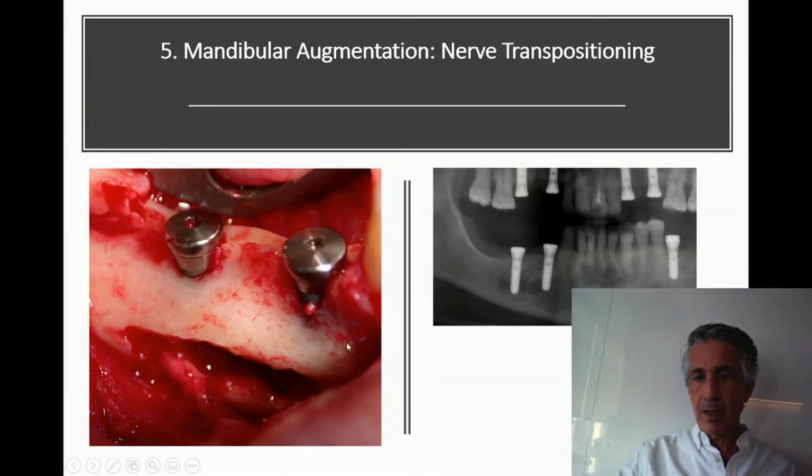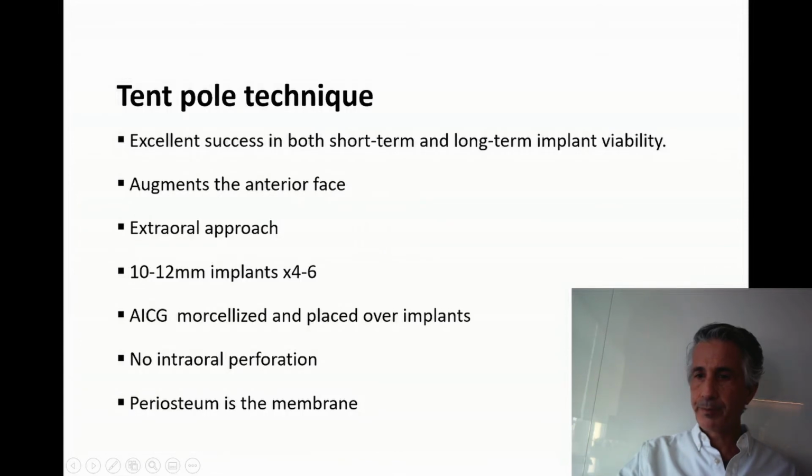So this is an idea of the implant. You can see here where this piece of bone was removed, and then it's reinserted. But between the implant and the nerve, we put some foo-foo dust. Another technique is called a tent pole. This works really well. However, it leaves a big scar in the anterior face. You have to go extraorally.